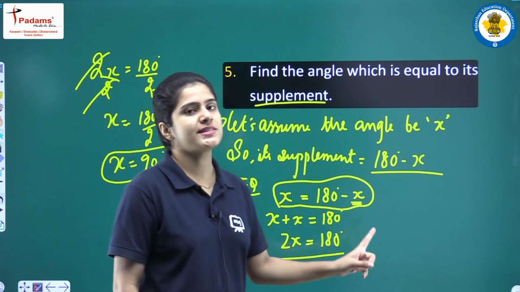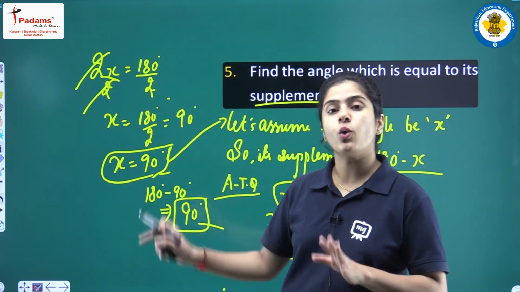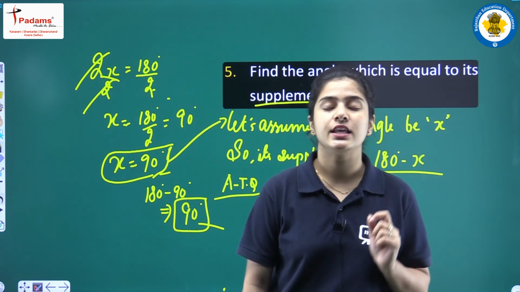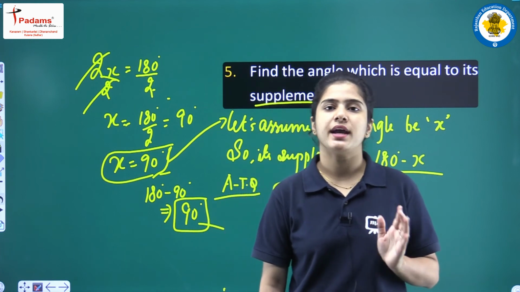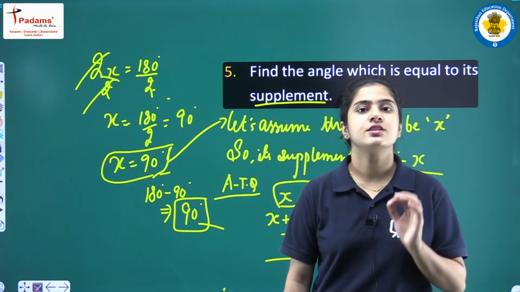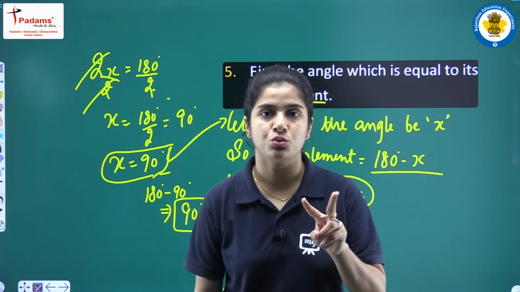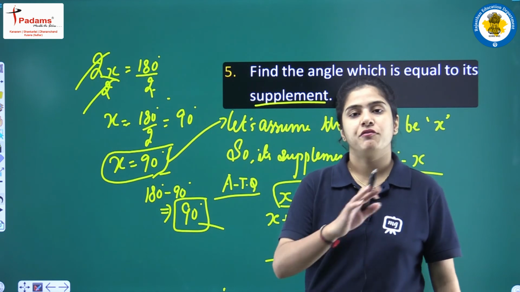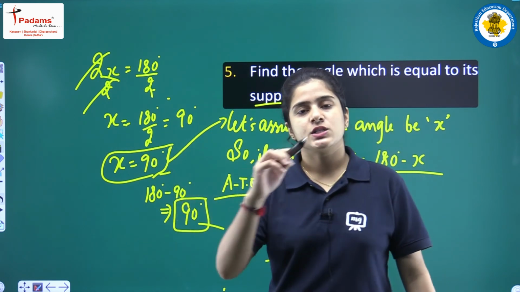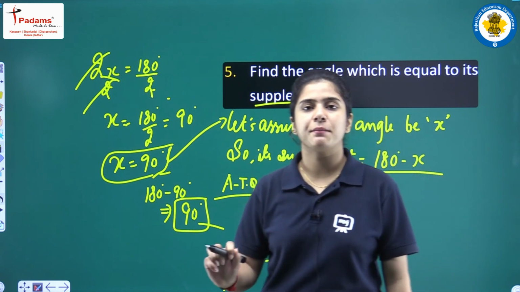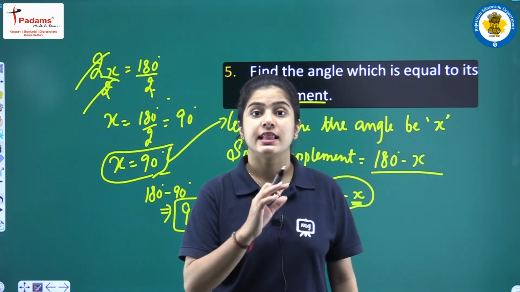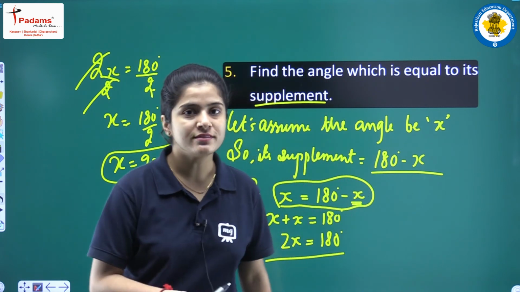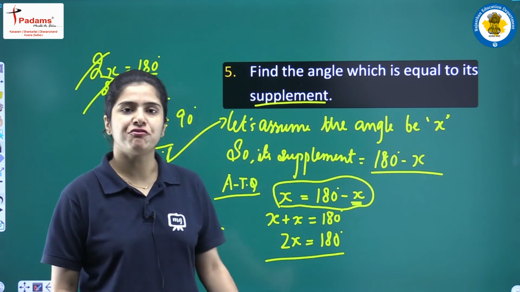So now 2x is equal to 180 degree. Now students, 2 is in multiplication with the variable. So if you need to find out the variable, then you need to separate the variable from any kind of constant. It means that you need to divide by 2. So basically students, we divided by 2. So 2x upon 2 is equal to 180 degree upon 2. So x is equal to 90 degree. That 90 degree is the angle and its supplement is also equal to 90 degree. So this was your fifth question.